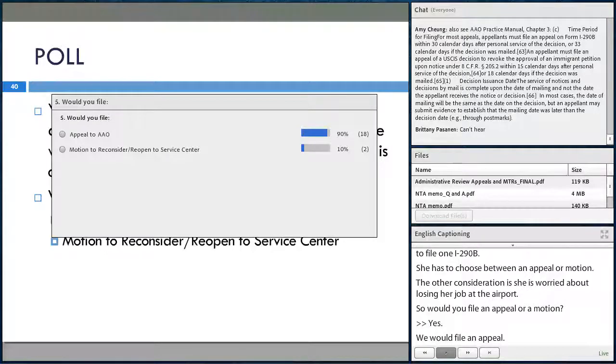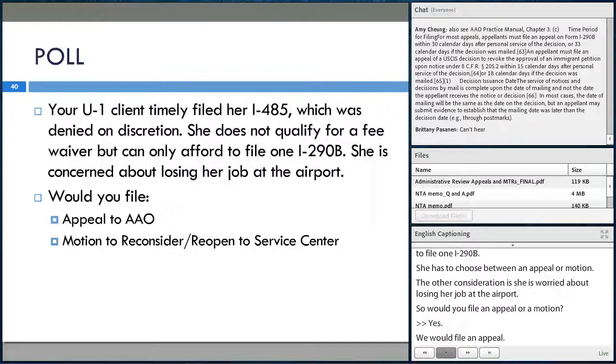Alicia, if we could take down the poll so we could see the slide better, that would be great.